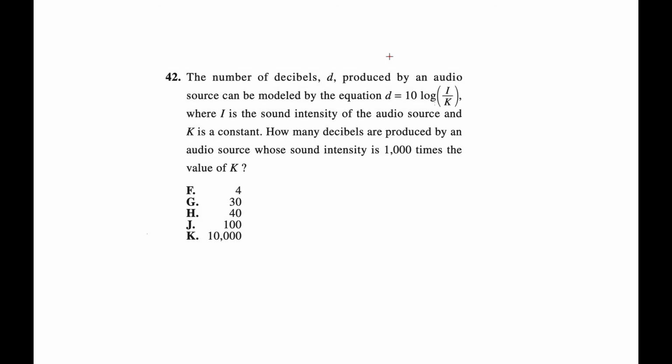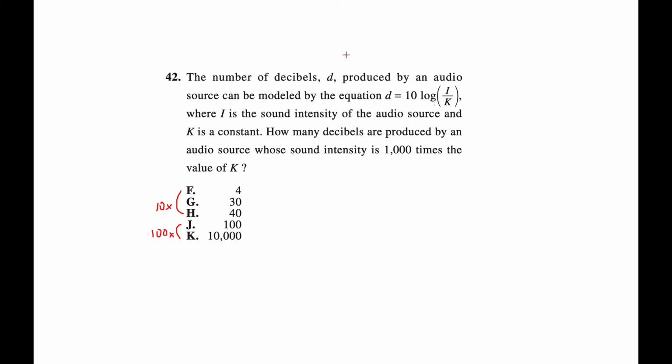Question 42 says that the number of decibels D produced by an audio source can be modeled by the equation D equals 10 log I over K, where I is the sound intensity of the audio source and K is a constant. How many decibels are produced by an audio source whose sound intensity is 1,000 times the value of K? As answers, we have numbers ranging from 4 to 10,000, and answer choice H is 10 times answer choice F, and then answer choice K is 100 times answer choice J.